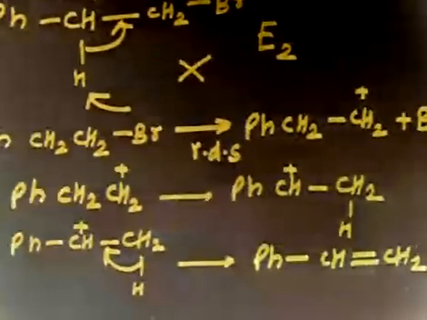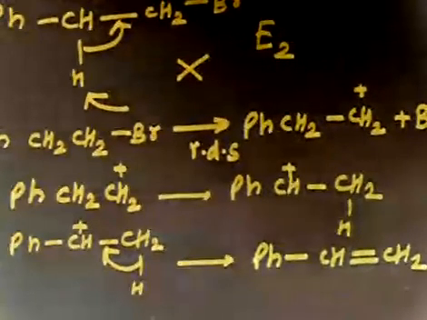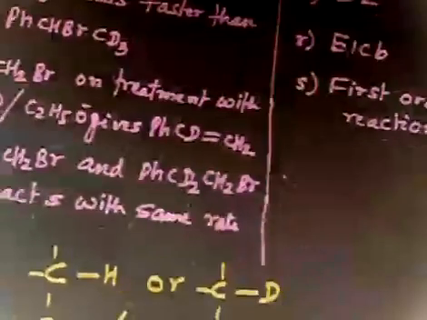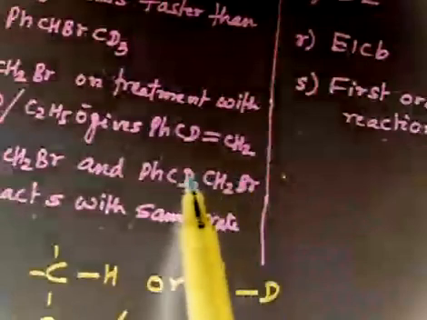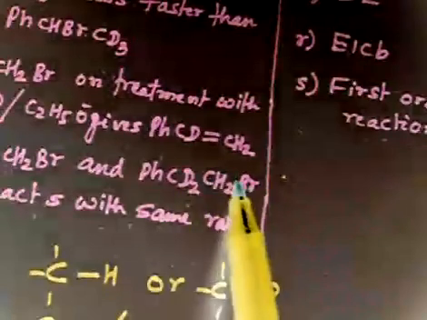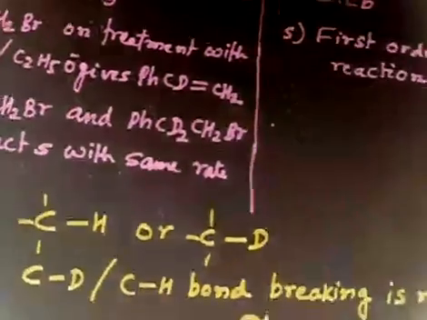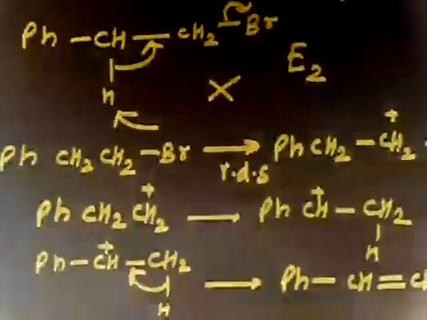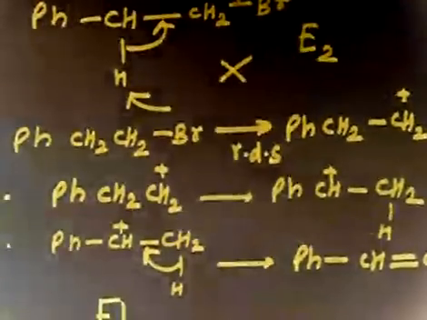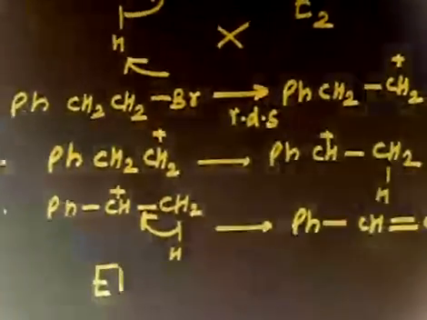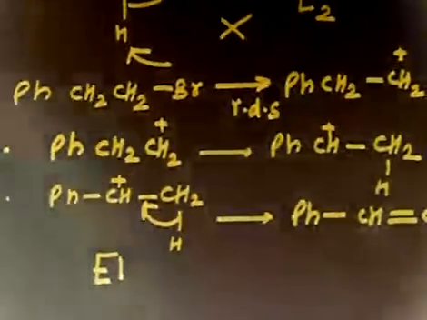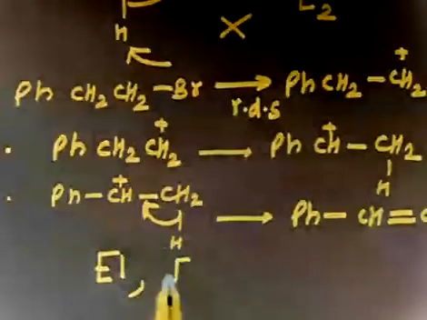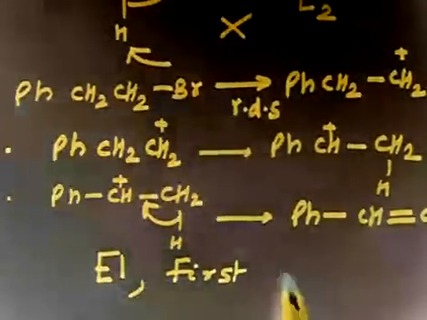The same thing will happen with the CD2 compound also. In this case you have to lose H and D. Are you getting? So in this case you make a carbocation, then you shift deuterium, and then you lose hydrogen or deuterium, anything you can lose. So the mechanism will be E1 in this case. Are you getting? And this will be a first order reaction, because E1 is first order.